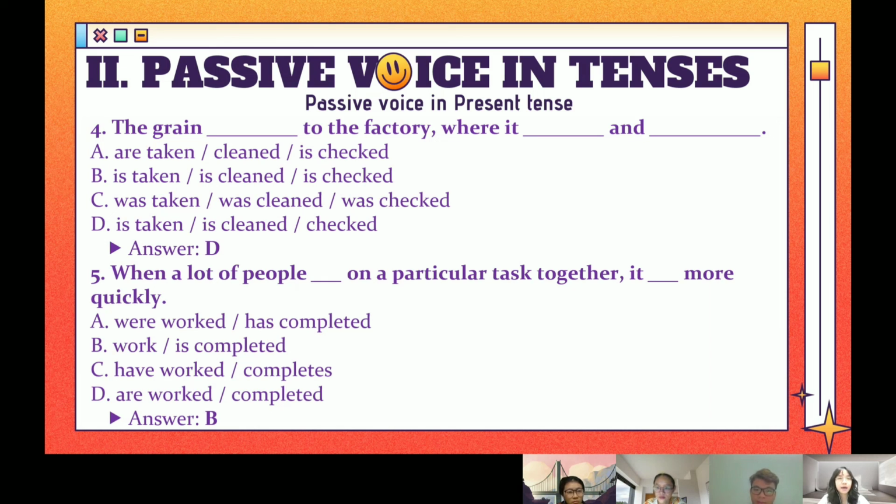So the next part is passive voice in the past tense. I would like to advise you to continue the presentation.